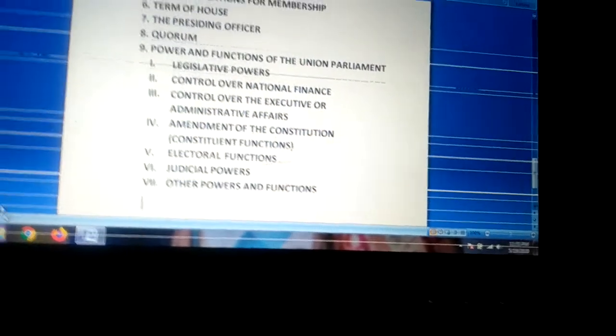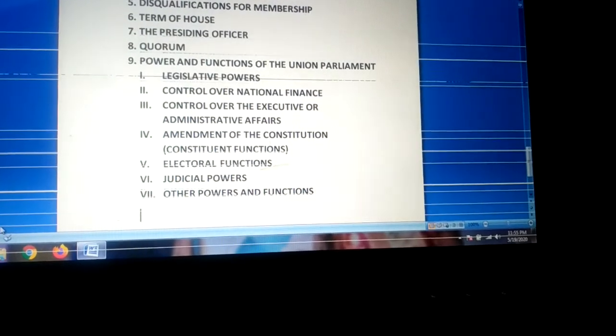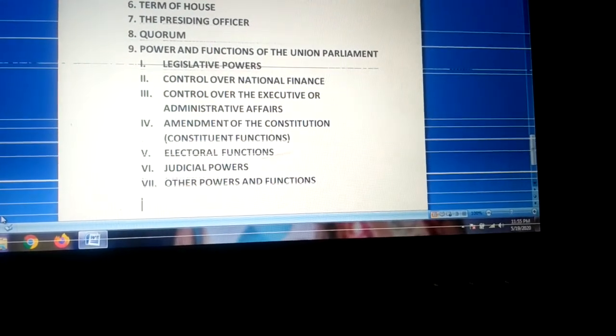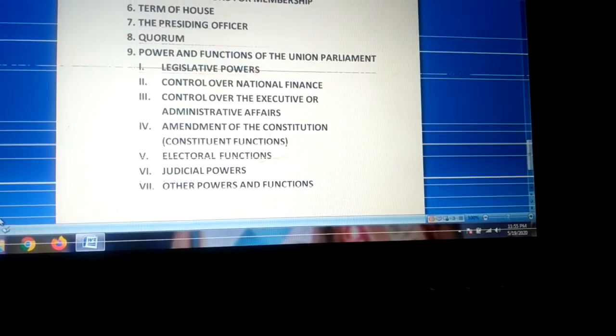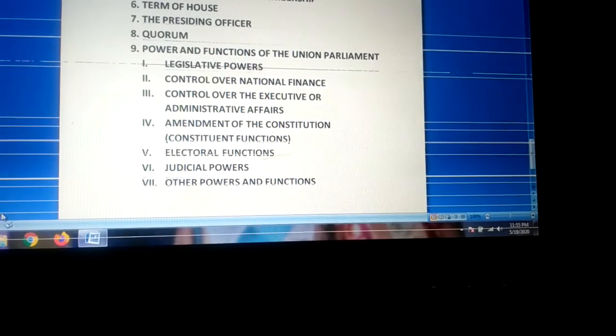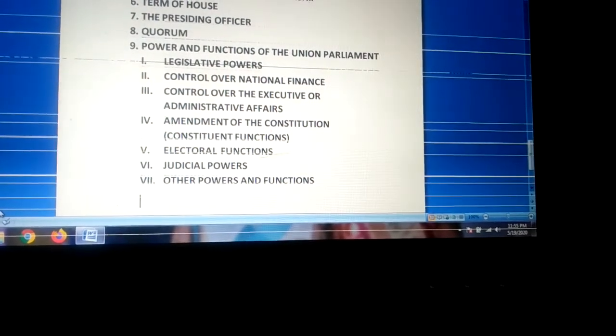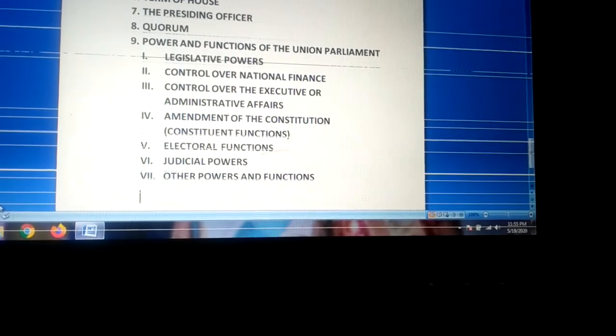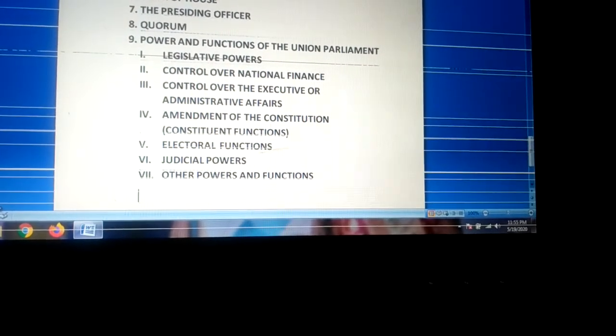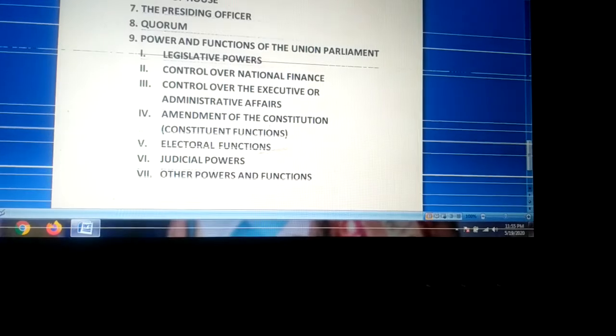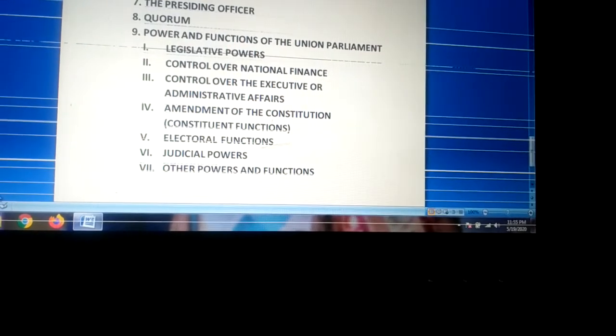And other powers and functions. Here also 4 points are given. Out of these 4 points, learn any 2 points. Clear?